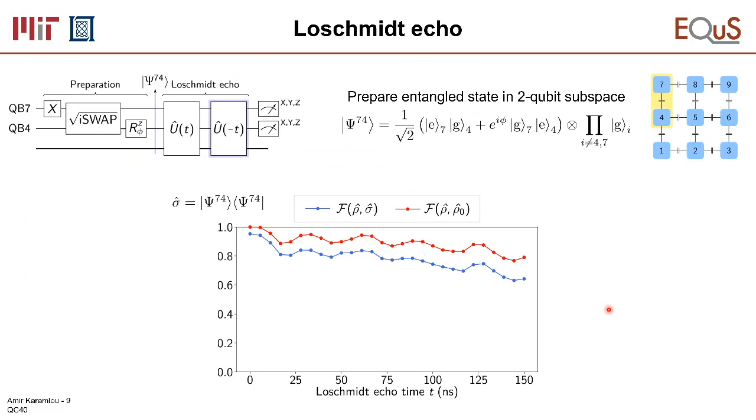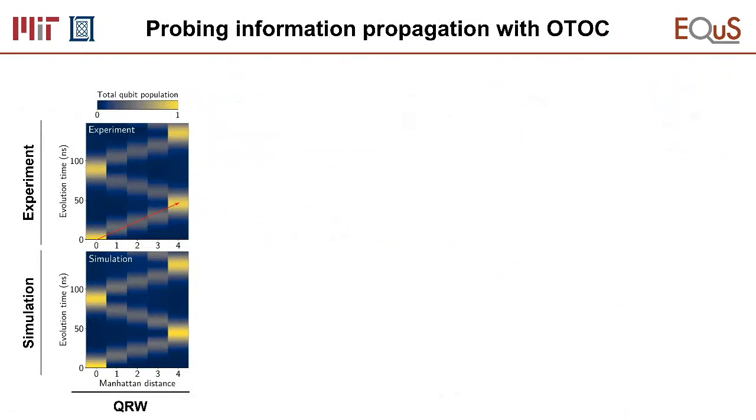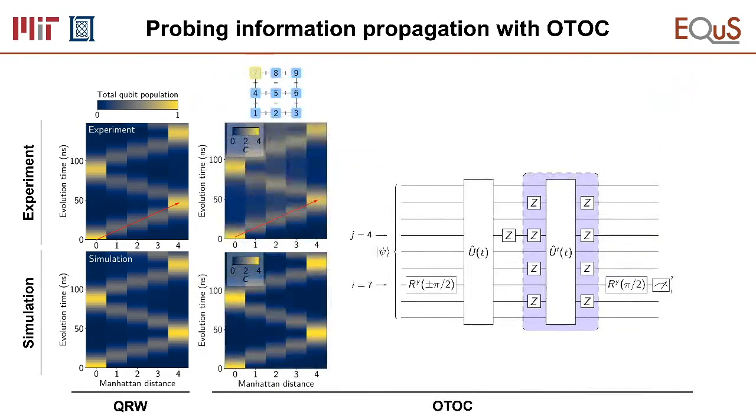So now we can use our tools for rewinding time to probe quantum information propagation using OTOC. Here again, as reference, I'm plotting the experimental data and the simulation data for our quantum random walk. We can probe the OTOC of our system using the circuit I'm showing to the right, where we apply the butterfly Z operator to different qubits for different amounts of time evolution, and then for the qubits that are at the same distance from the source, we simply add the values that we get in order to retrieve the OTOC plots that we are showing here.